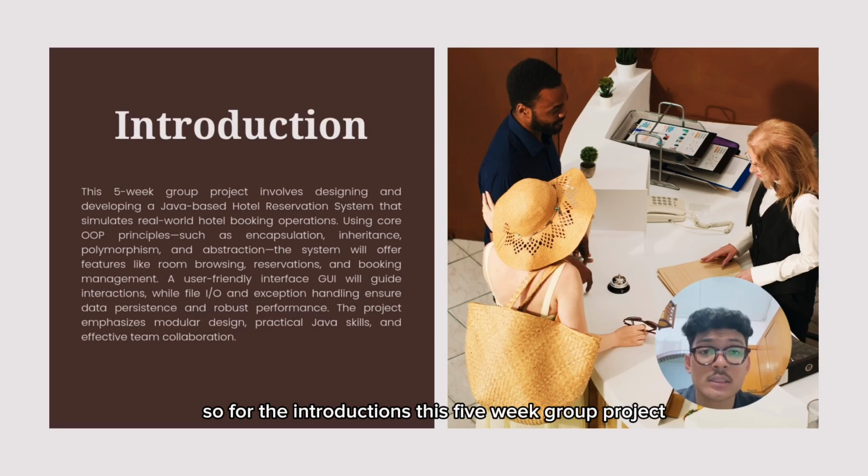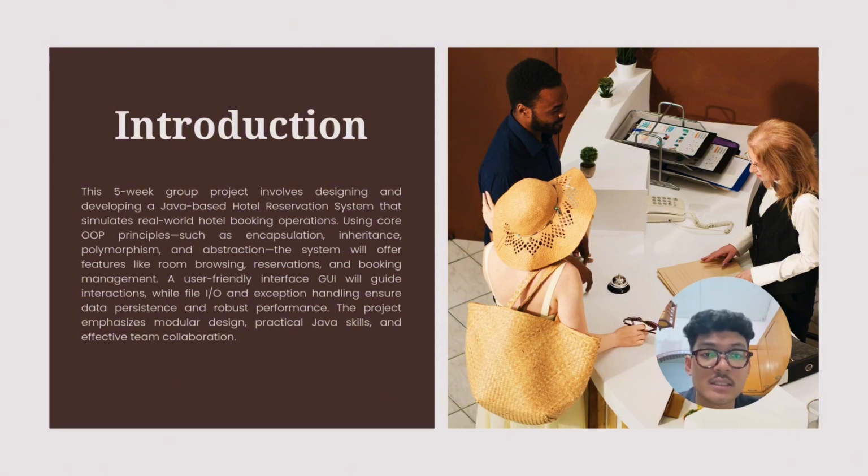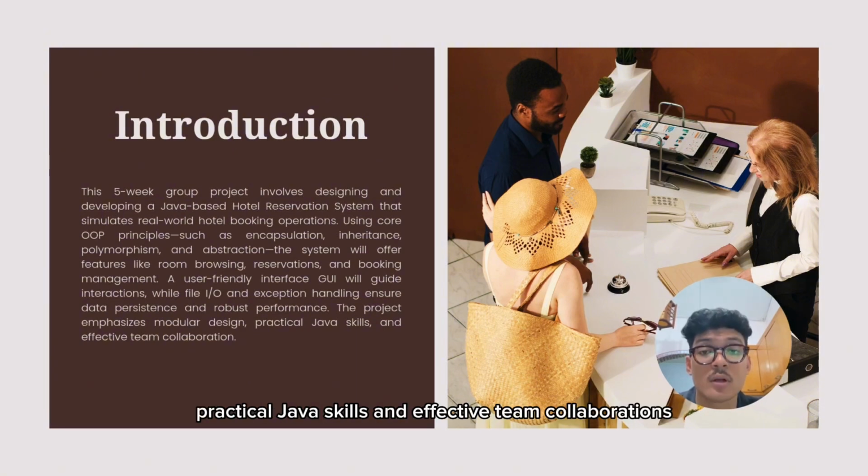So, for the introduction, this 5-week group project involves designing and developing a Java-based hotel reservation system that simulates real-world hotel booking operations using core OOP principles such as polymorphism, encapsulation, inheritance, and abstraction. The system will offer features like room browsing, reservations, and booking management. A user-friendly interface, GUI, will guide interactions, while file I/O, which is input-output, and exception handling ensure data persistence and robust performance. The project emphasizes modular design, practical Java skills, and effective team collaboration.